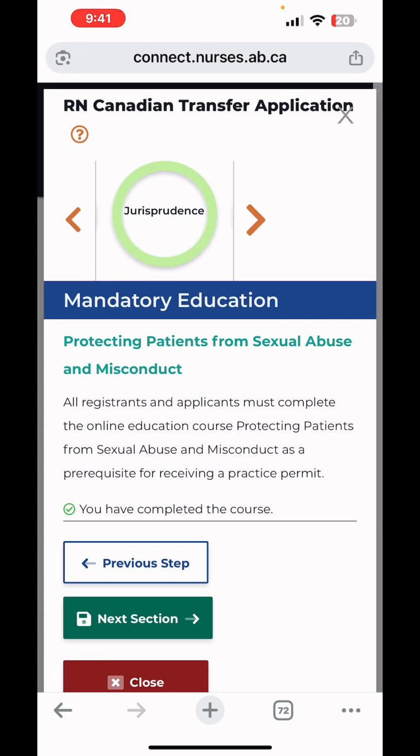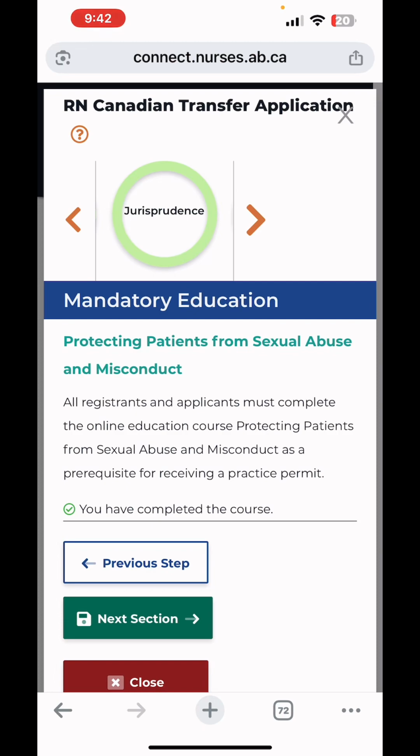Next one is the jurisprudence exam. I'm sure all the RNs who did the RN exam before have taken the jurisprudence exam as well. This exam is the same, I would say, but it's much easier than that one. In this exam as well, you can retake it, and at the end of the learning you have some questions that you need to answer.